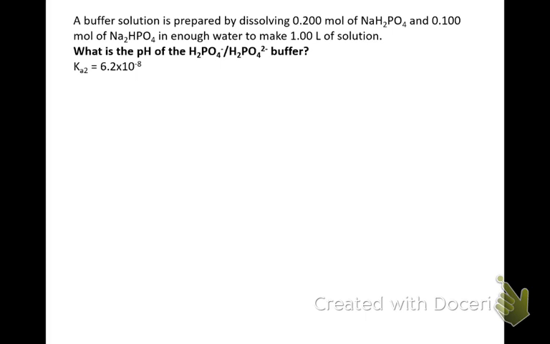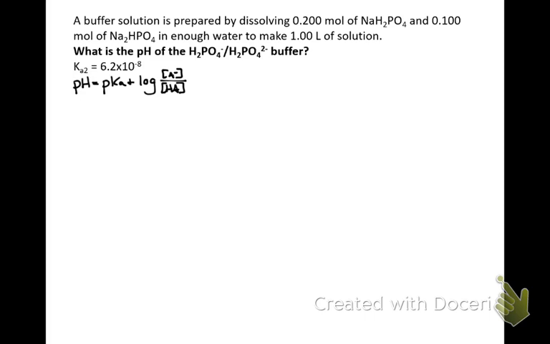If you want to find the pH of a buffer, then your clue is you want the Henderson-Hasselbalch equation: pH equals pKa plus log of the base form divided by the acid form. In order to find pH, we're going to need to find the pKa and the concentrations of the base form and the acid form. All of those things are related to the chemical reaction that's going on here.